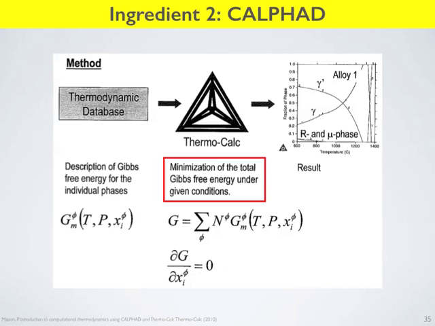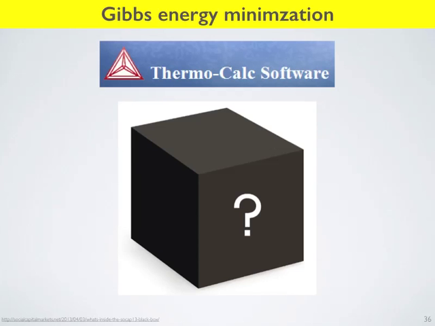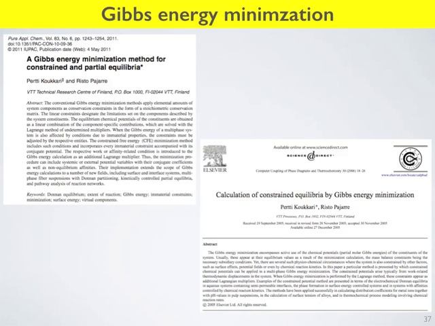So what does Thermo-Calc do? We don't exactly know, because it's commercial software, so we don't know exactly what optimization tools it's using. But we can look at the literature and see what's in the public domain. So there's a couple of papers here if you're interested in how you actually implement these optimization procedures to minimize the Gibbs free energy of your system.